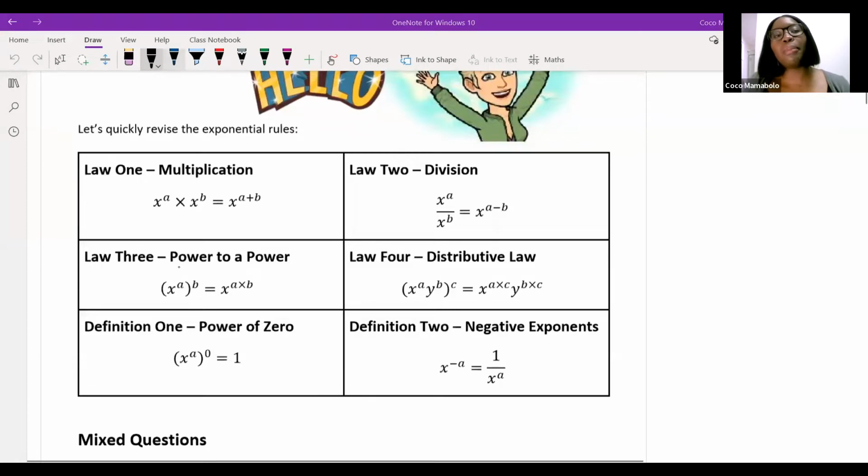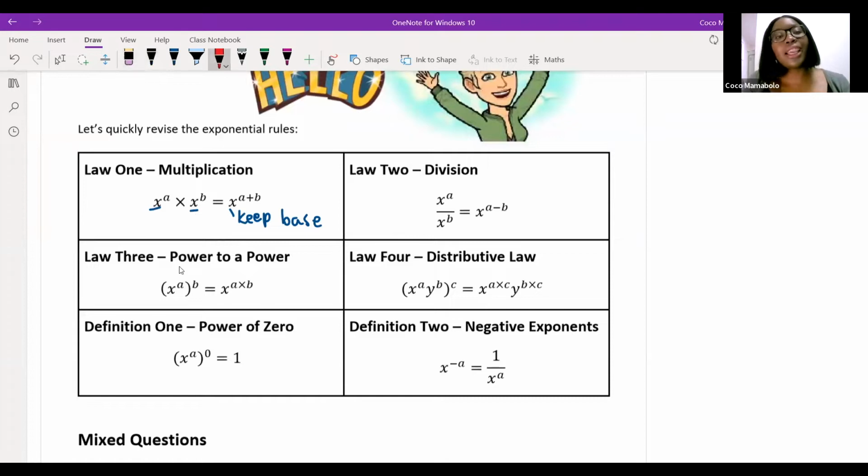All right, law number one is multiplication. So I know that if my bases are the same, I will keep the base and I will add the exponents. So if I have 2 to the power of a times 2 to the power of b, I'm not going to say 4 to the power of b. That's not how it works. I'm going to keep the base that I have, which is 2, and I'm just going to write 2 to the power of a plus b. So that's something very important to keep in mind.